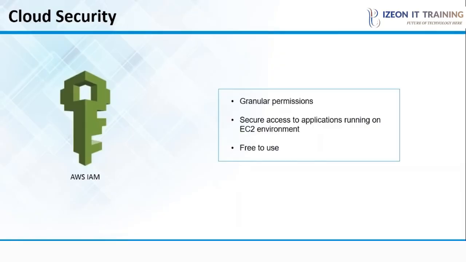It actually secures your access to the EC2 instances by giving you a private file, and also it is free to use, right? So let's see how IAM is used. Let me go back to my AWS console.